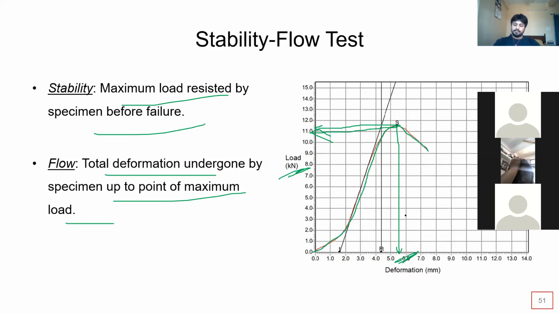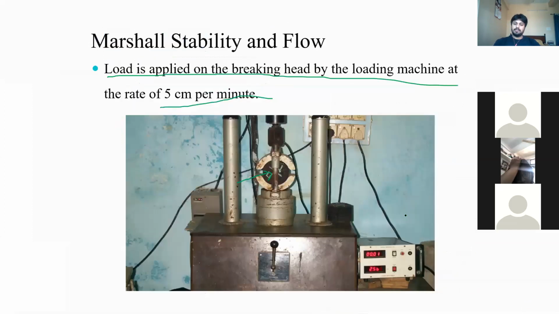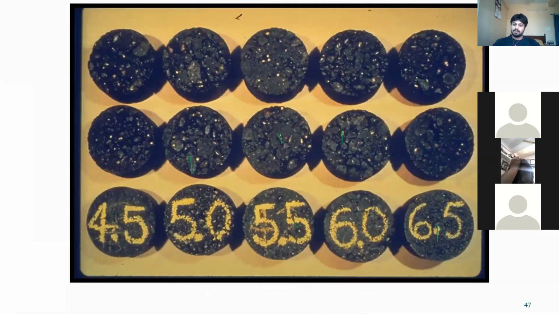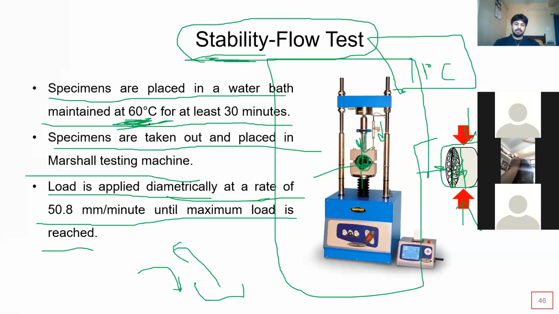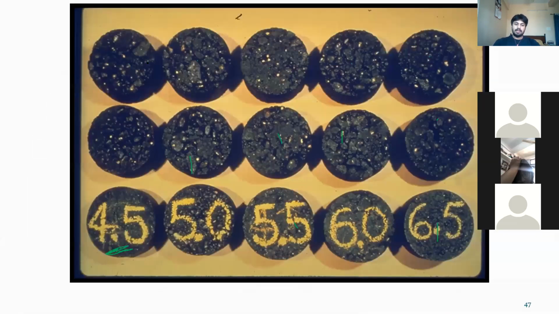You have to perform this test for all the samples. So for 4.5% bitumen you will get three stability and three flow values, and for 5% also three stability and three flow values, right? So you can take the average. You have to take the average stability for 4.5% bitumen samples, and the average stability for 5% bitumen samples.